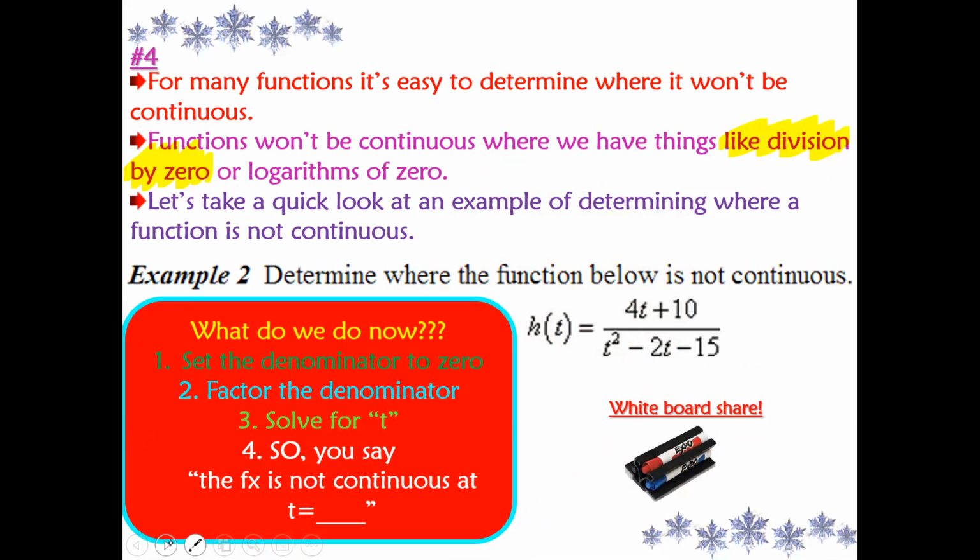Okay, example 2, determine whether the function below is not continuous. So you have h of t equals 4t plus 10 over t squared minus 2t minus 15. You want to set the denominator to 0, factor the denominator, solve for t, and basically the way you answer this is you say the function is not continuous at t equals whatever t will make the denominator equal to 0, which will be undefined.